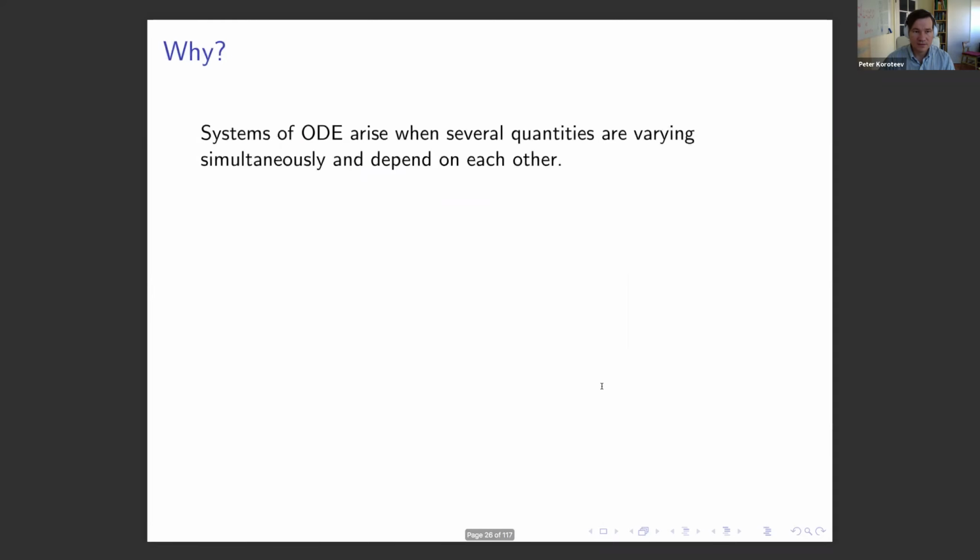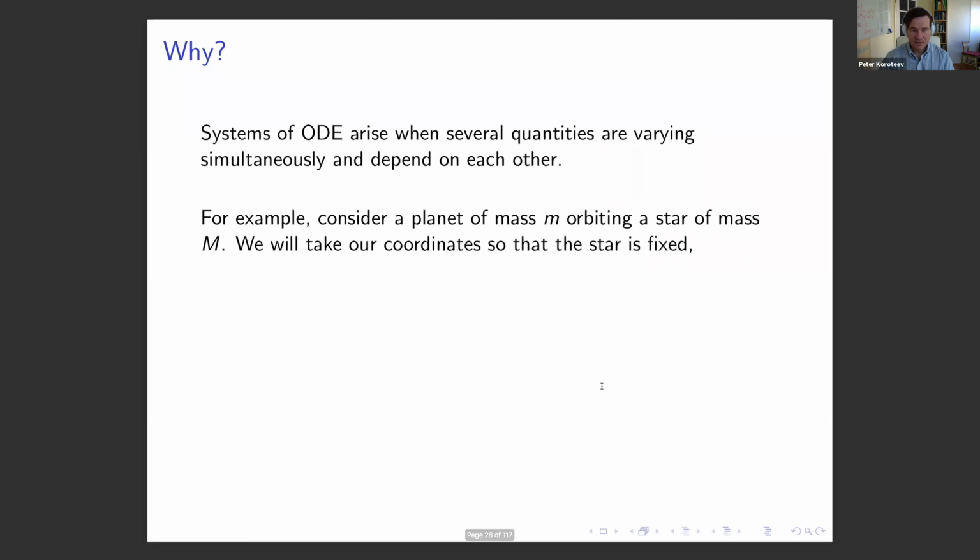Why is that? Systems of ODEs arise when several quantities are varying simultaneously and depend on one another. For instance, consider a planet of mass m orbiting a star of mass big M. We'll take our coordinates so that the star is fixed, and we'll disregard the pull of the planet on the star. Then the planet has coordinates x1, x2, and x3, if the star is the origin.